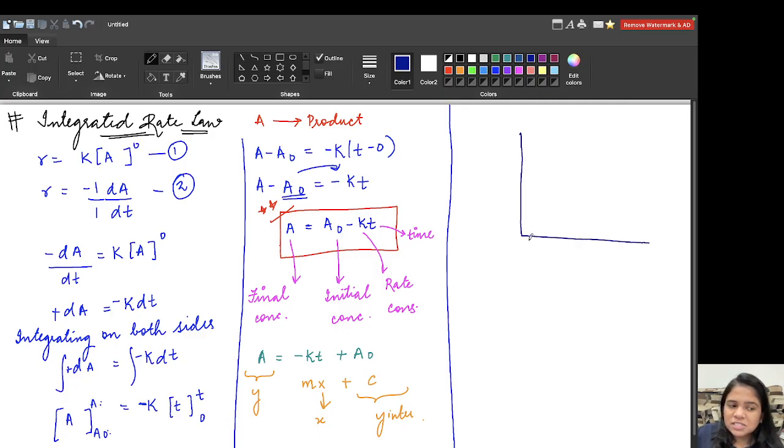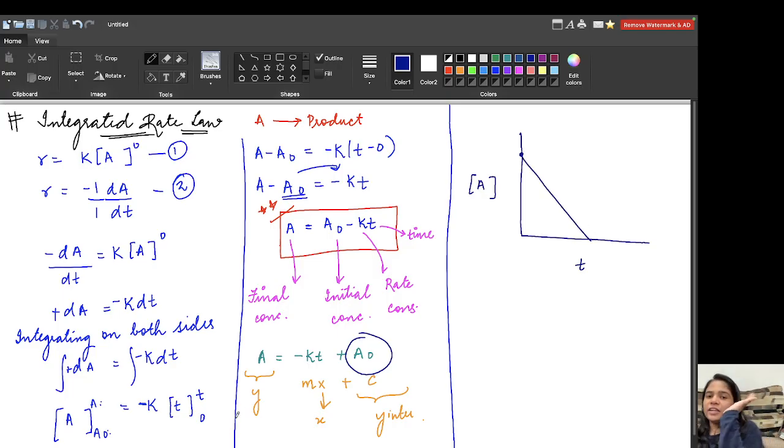On the y-axis, what is present? The concentration of A will be present. On the x-axis, what is present? Time will be present. If I want to draw a graph of it, A naught is the intercept, right? So it means the graph will look something like this.